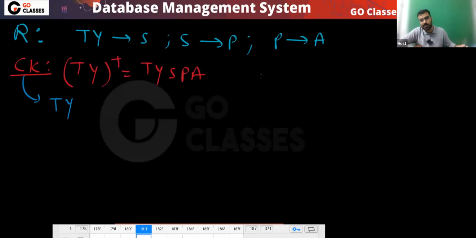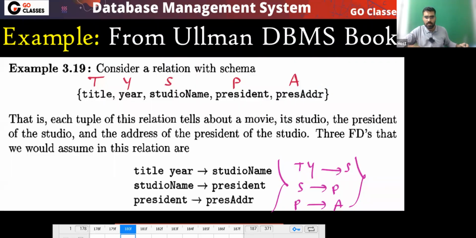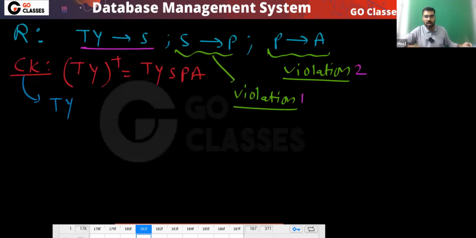So this relation, is it in BCNF? This is a violation, and this is a violation. Correct? So we got two violations. But this one is not a violation, right? So we have two violations: violation 1 and violation 2. Now what do you do? Title, year. TY determining S. Okay.